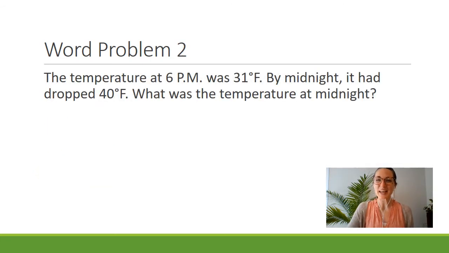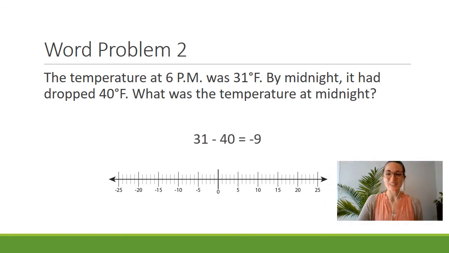Let's take a look at our second word problem. It says the temperature at 6 p.m. was 31 degrees Fahrenheit. By midnight, it had dropped 40 degrees Fahrenheit. What was the temperature at midnight? So in this one, we need to think about our 31 degrees and our 40 degrees. And we need to pay a little bit of attention to the time. The main thing is paying attention to when is midnight, and we know midnight is after the temperature dropped 40 degrees. The 6 p.m. doesn't necessarily matter because we're not measuring the length of time here.